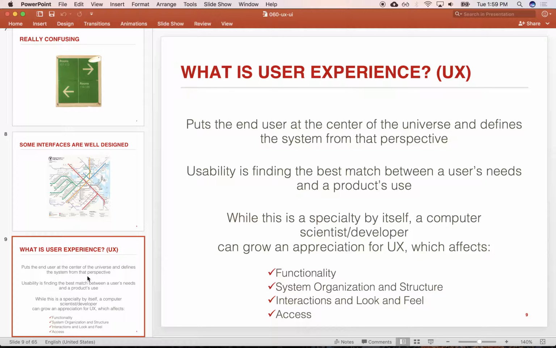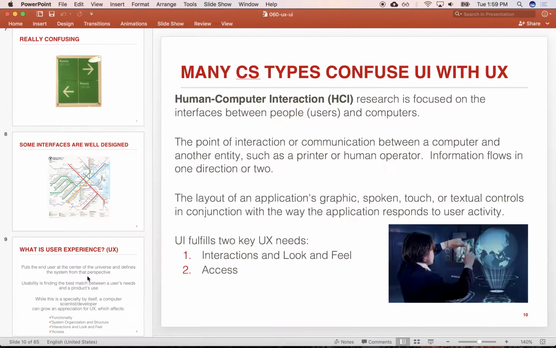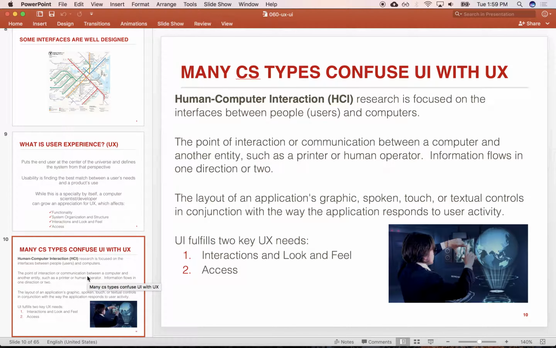Certainly the look and feel, right? If it looks appealing to you. So human computer interaction is a study. It's a research. Anybody take HCI here? Yeah. It studies how we can measure how successful a particular abstraction will be at using the application, and how to lay it out.